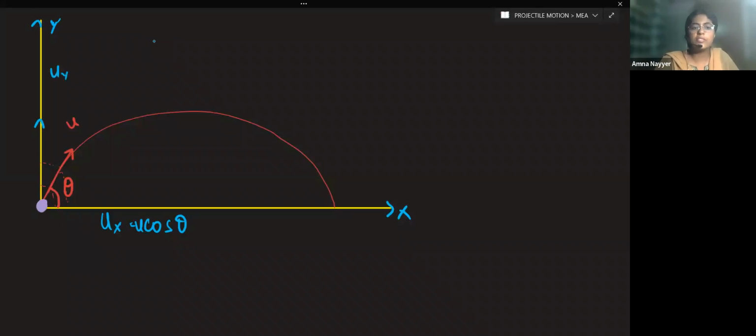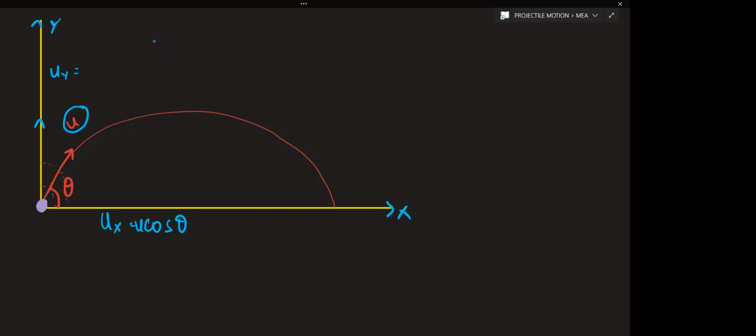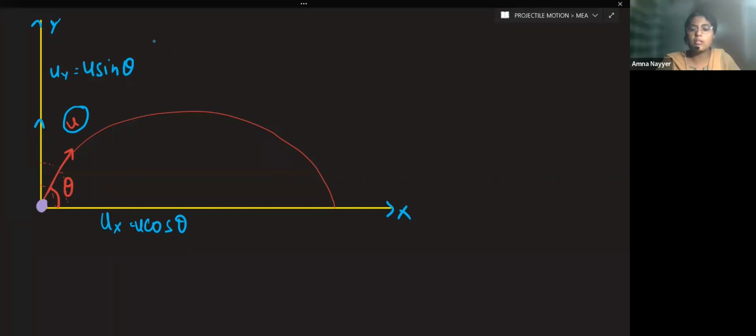This is Uy. Fatima, can you tell? What will be Uy? U is the original velocity. Ma'am, sin theta. Sin theta, U sin theta. Because you have now resolved the components of x and y.